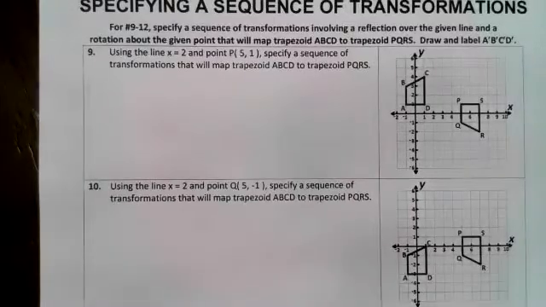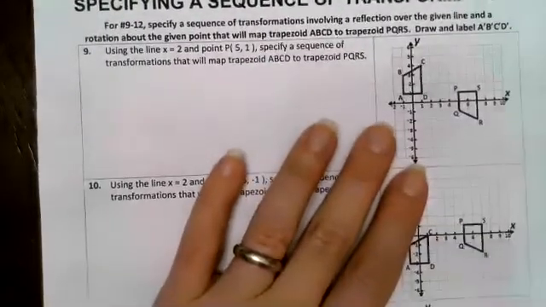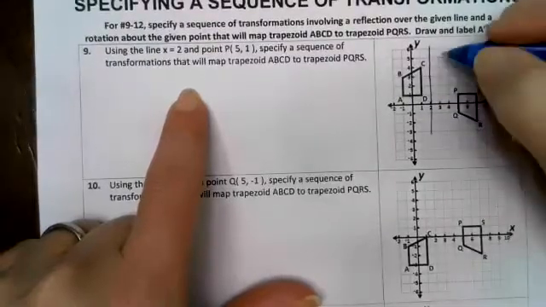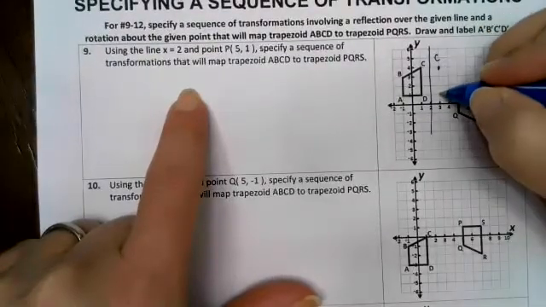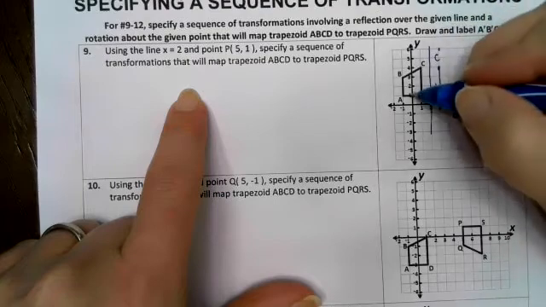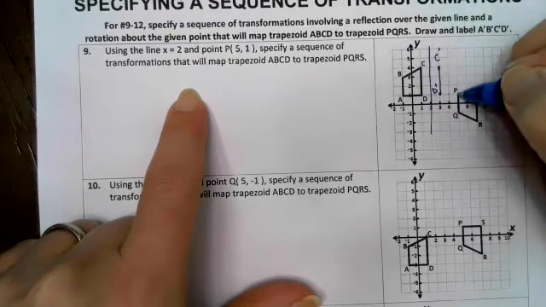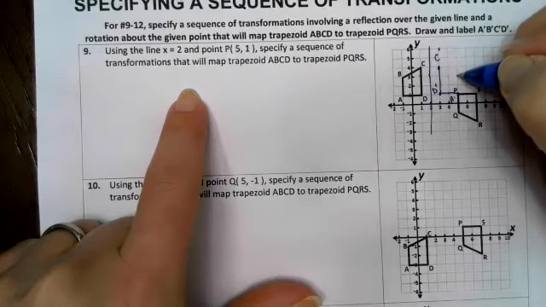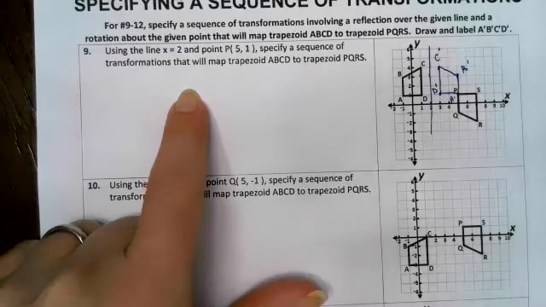I'm going to reflect first. So my line X equals 2. We'll put my C prime and D prime here. And it is 1, 2, 3, 1, 2, 3. A prime and P are matched up, and then B prime here. That is a cute little trapezoid.